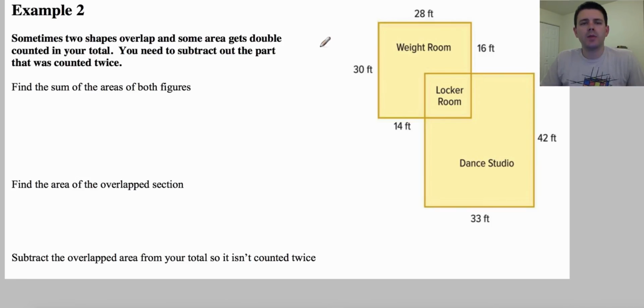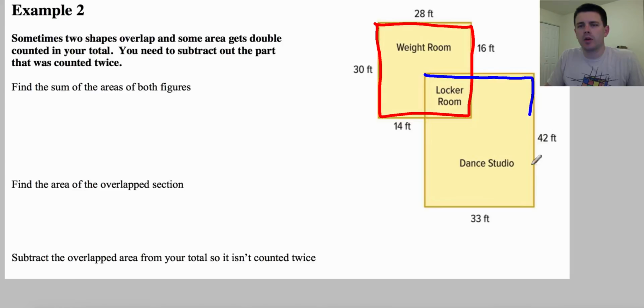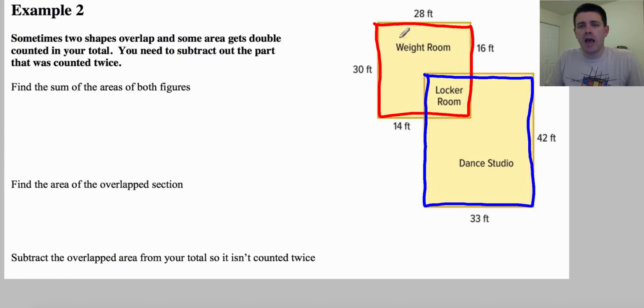All right, in this problem it's a little bit different. You'll notice 2 big rectangles. I've got this one here, and then I've got another big shape here. The problem is if I were to find the area of both of those and add them together, this section here would end up getting counted twice. It would be part of the area of the weight room. It would also be part of the area for my dance studio. That section would have been counted too many times. It would have been double counted.